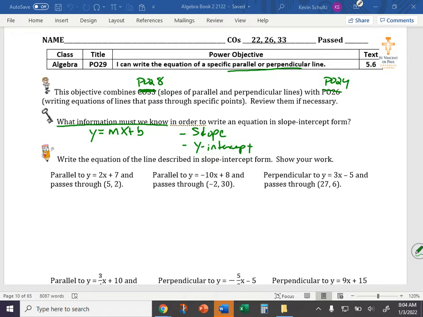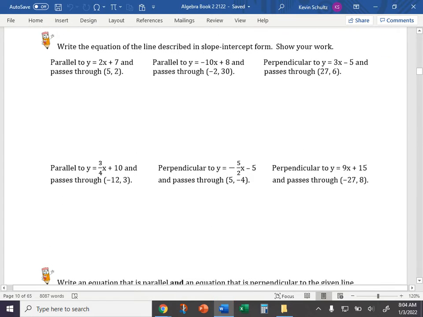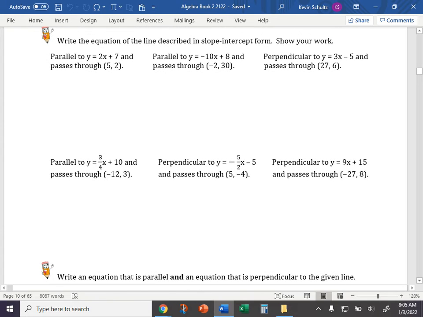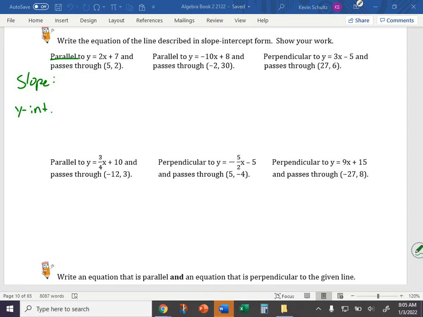So the first one says, write the equation of the line in slope-intercept form. Show your work. Parallel to y equals 2x plus 7 and passes through (5, 2). We were told that we need to find the slope and the y-intercept to write this equation in slope-intercept form. If our line is going to be parallel to this one, what will the slope of our line be?